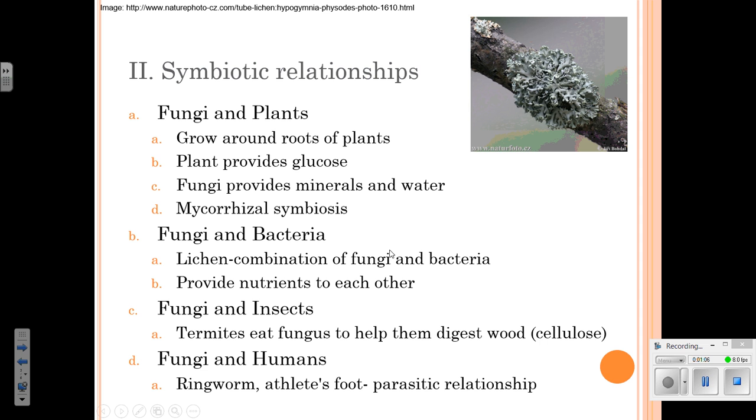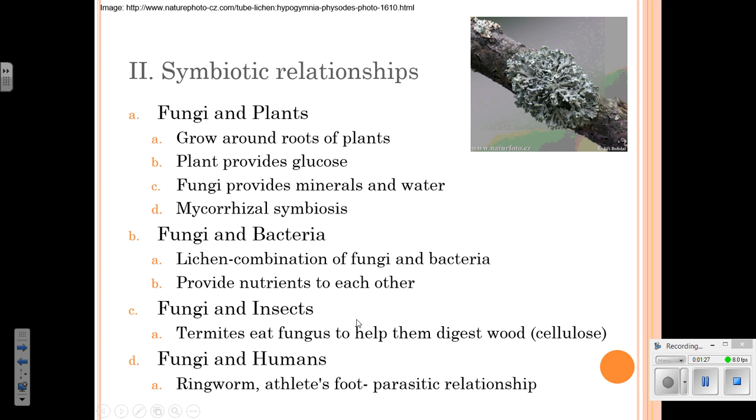Another example would be between fungi and bacteria. What we call lichen is actually a combination of fungi and bacteria together. And it can grow on barren rock and actually help break down the rock to help make soil. So in turn, they're providing nutrients to each other. So again, a nice symbiotic relationship.